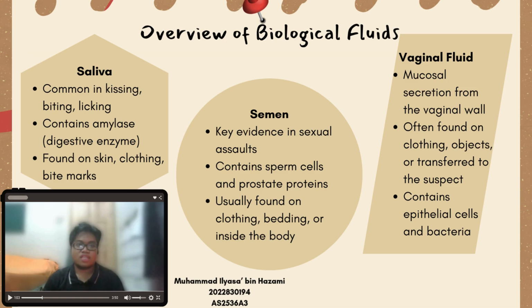In sexual assault cases, identifying biological fluid is crucial. First is saliva. Saliva may be present from acts like kissing or biting. It contains the enzyme amylase, which helps in detection and can be found on the victim's skin or even clothes. Second is semen. Semen is one of the most important fluids in forensic sexual assault investigation because it carries both sperm cells and proteins from the prostate that make it rich in forensic markers.